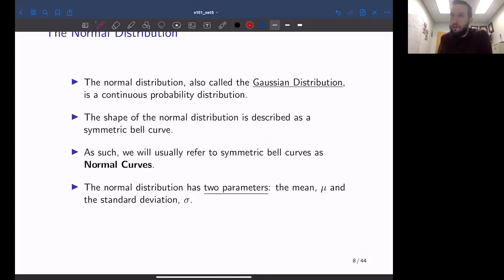What does it mean for a bell curve to be symmetric? Well, it just means that at the middle of the curve, we have the mean of the distribution, and then the way that the curve spans out from the mean is defined by the standard deviation.